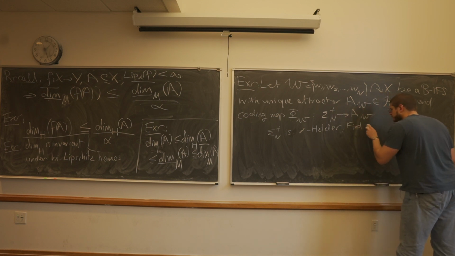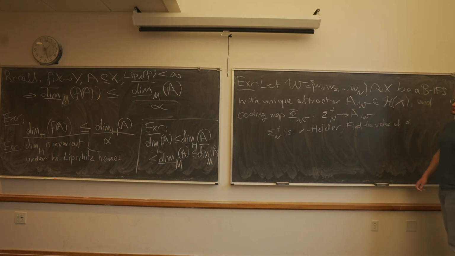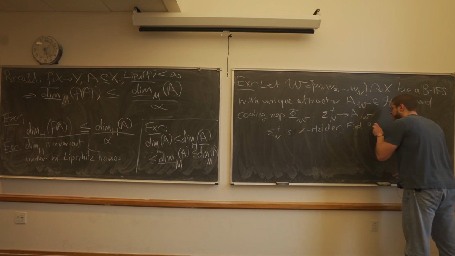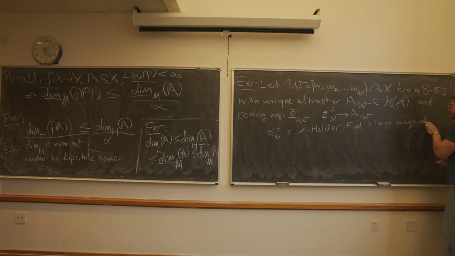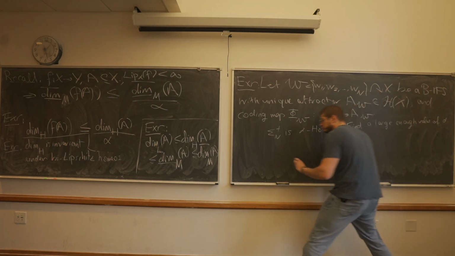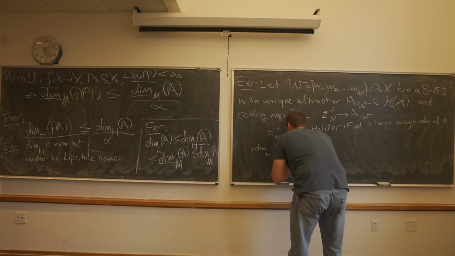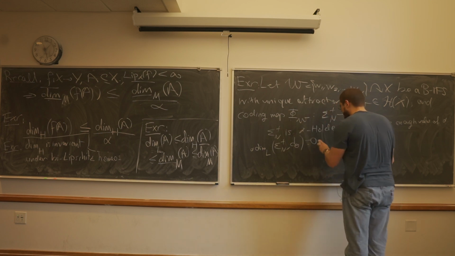Find the value of alpha. Find a nice value, the best value, so the largest value of alpha. Find a large enough value of alpha. That's part 1. Part 2, compute that the Lebesgue dimension is 0. This was part of a previous exercise, I think.